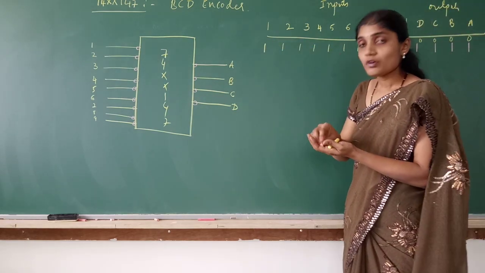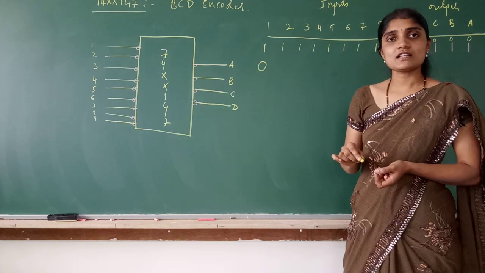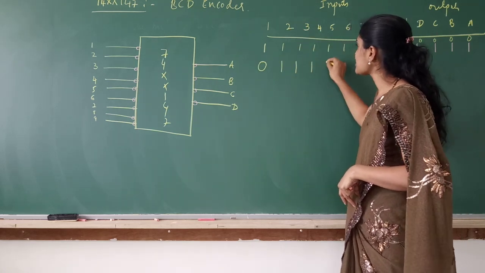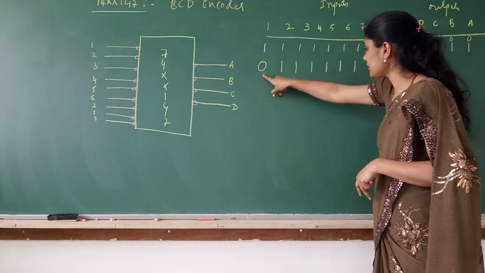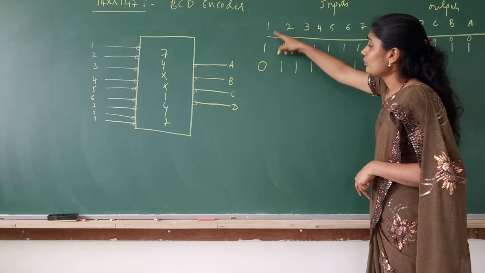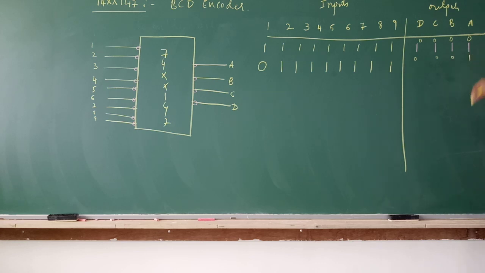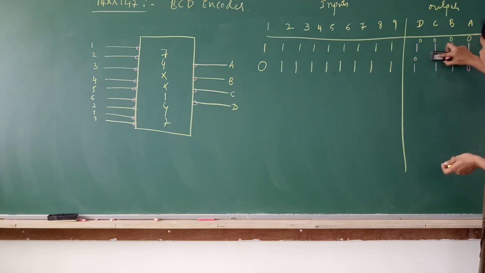Now next. When no input line is active, we get the value 0. If the first line is active, how do you indicate that? You have 0 at the first line, and the remaining lines are active high. So the first input line is active. What is the output you get? 0, 0, 0, 1. But since the outputs are active low, the actual output you are going to get is 1, 1, 1, 0.